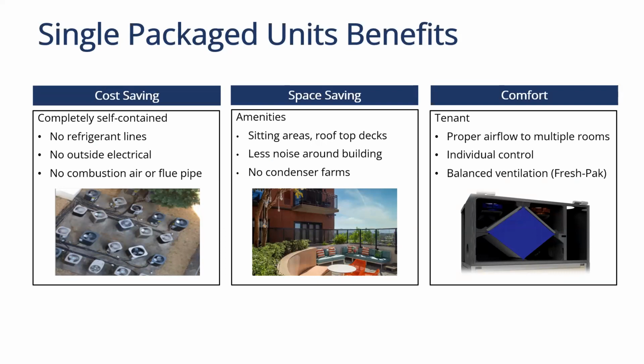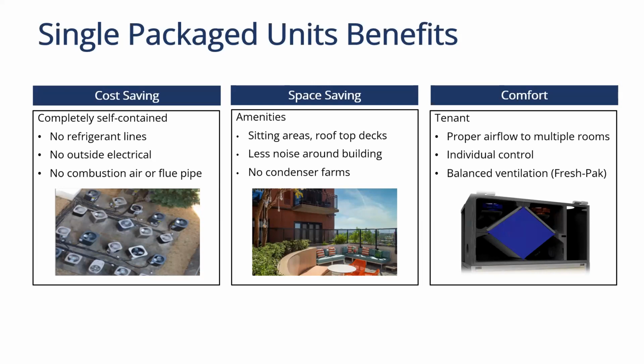So there's no refrigerant lines to run, no outside electrical that is needed. And when you're using gas units, no combustion air or flue pipes venting out through the roof or through the side of the apartment building. What that allows for is those amenities that the owners are looking for to attract tenants to their apartments. So instead of having a condenser farm, you can have a nice patio or a seating area or a pool, and the units are tucked away in the wall, away from the actual area that the tenants would be using.